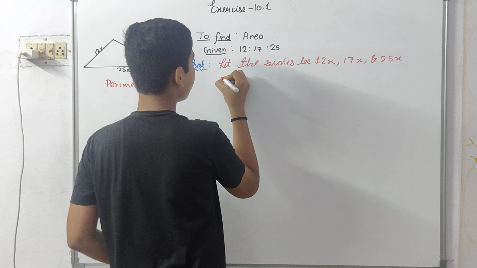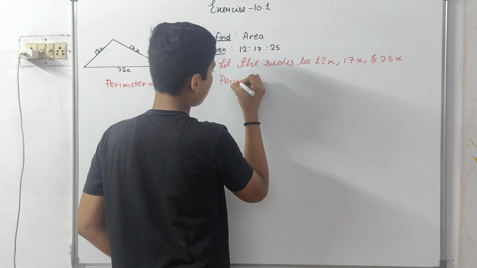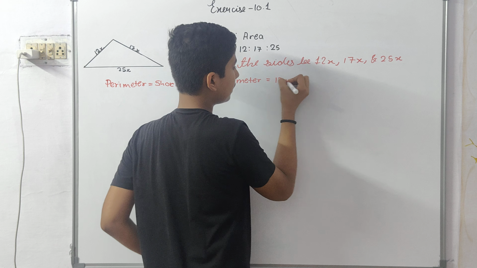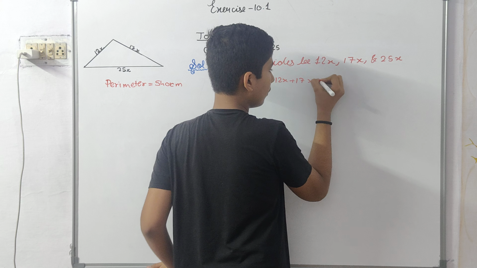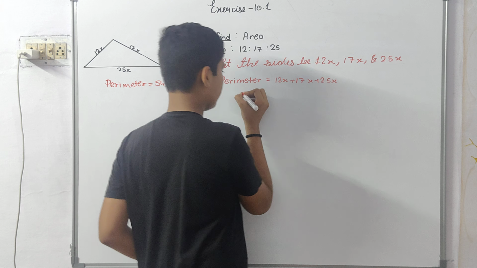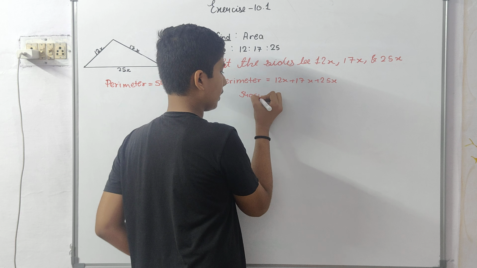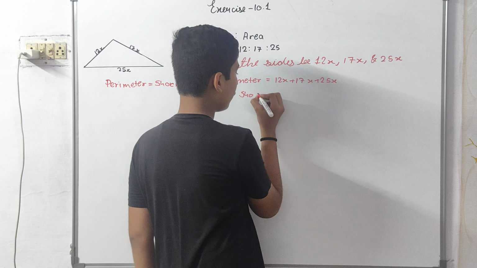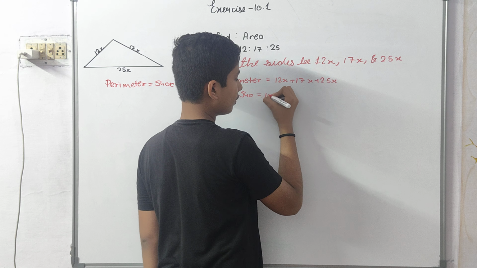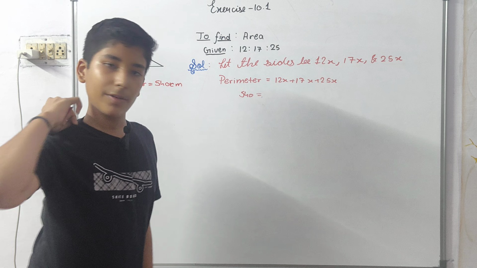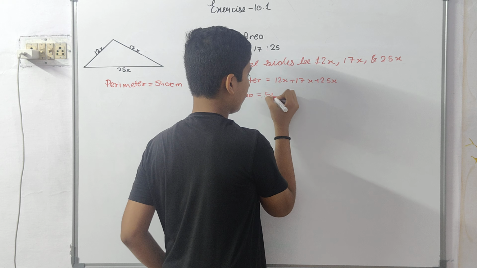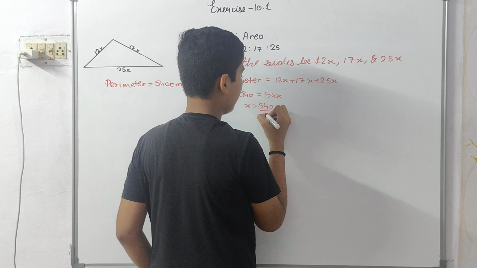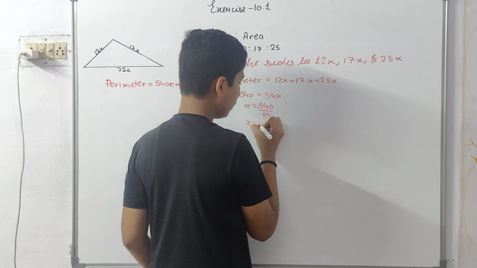Okay. Now perimeter equals 12x plus 17x plus 25x, which is 540 centimeter. It is given, no? So 540 is equal to 12x plus 17x plus 25x, which is 54x. Therefore, x equals 540 divided by 54. x equals 10.